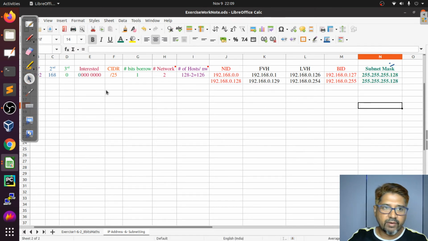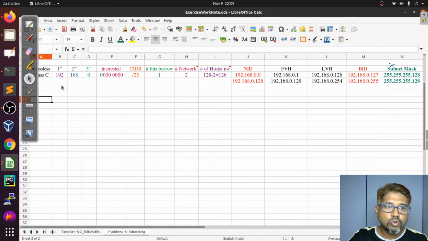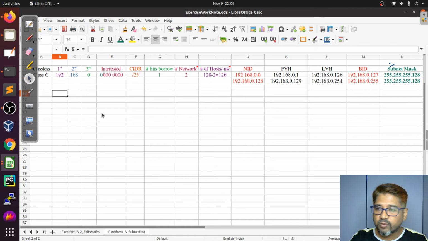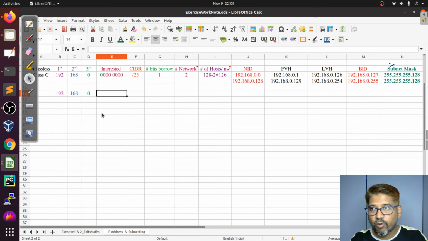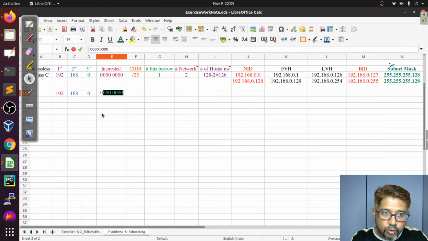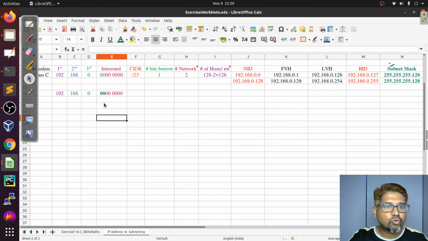Till here clear? Okay, now same way we're going to start for when we borrow 2 bits. What is going to happen? So let's do that. I'm going to take the same example, but this time we're going to borrow 2 bits. 168.0 is going to be constant, and only the interesting octet is going to change. This time we're going to borrow 2 bits as network and all remaining bits for the host. These 2 bits I'm going to mark in green and bold as borrowed.